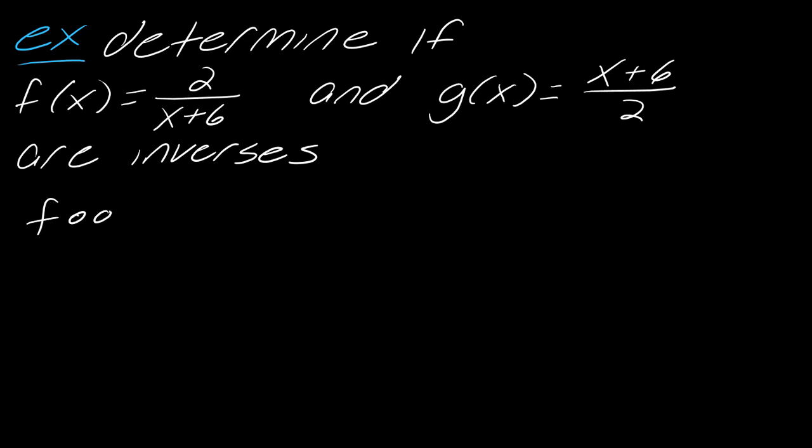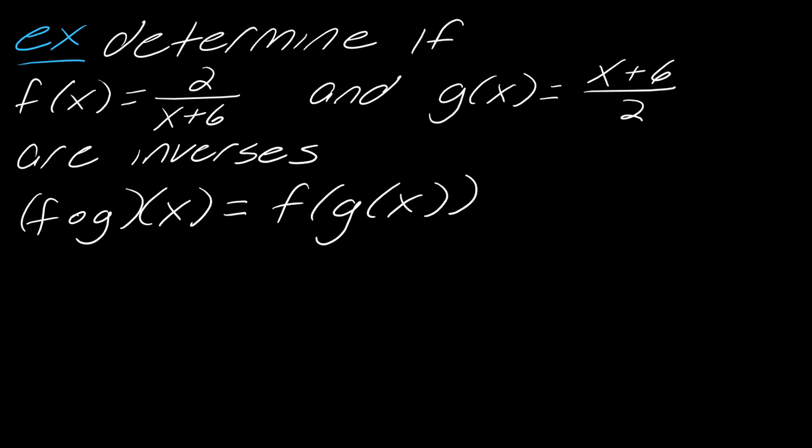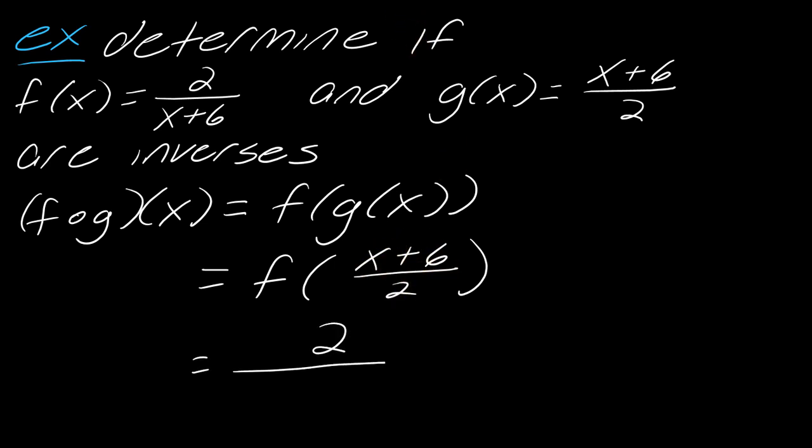Okay, so I'm going to do the same thing. f of g of x. I'm going to follow the same pattern. I start from the inside, so I'm going to replace with this, x plus 6 over 2. And now in my f function, I'm going to replace the x with this inside. So instead of x, now this is 2 over (x plus 6 over 2) plus 6. So this does not look great, right? This looks a little difficult.